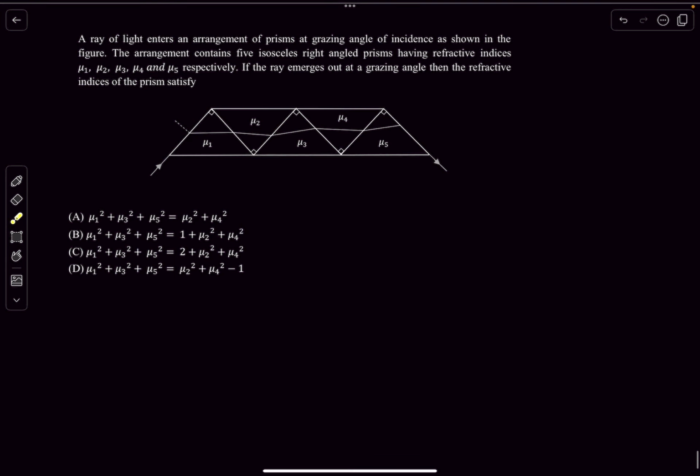Okay guys, so in this question we have a ray of light that enters an arrangement of prisms at a grazing angle. So it just grazes the first prism, which means the angle of incidence is 90 degrees. The arrangement contains 5 isosceles right-angled prisms having these refractive indices. If the ray emerges out at a grazing angle, so even the final emergent ray makes an angle of 90 degrees with the prism surface, then which relation is satisfied?